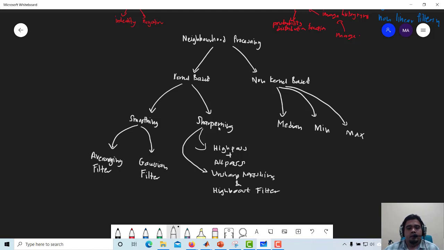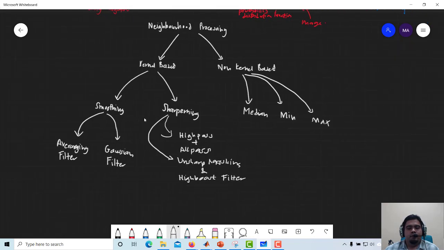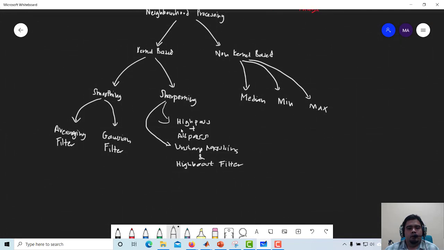In smoothing, we discussed two types of filter, which are the averaging filter and the Gaussian filter. While in sharpening, we talked about two main sharpening operations: the typical sharpening operation, which involves the high-pass filter, also known as the Laplacian filter, combined with the all-pass filter in order to produce the sharpened image, and another alternative sharpening operation, which is called unsharp masking and high-boost filtering.